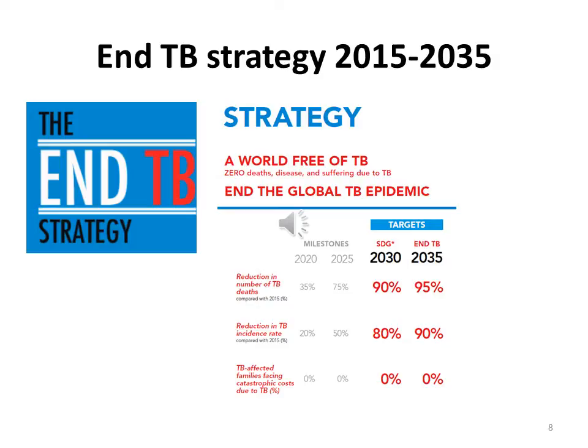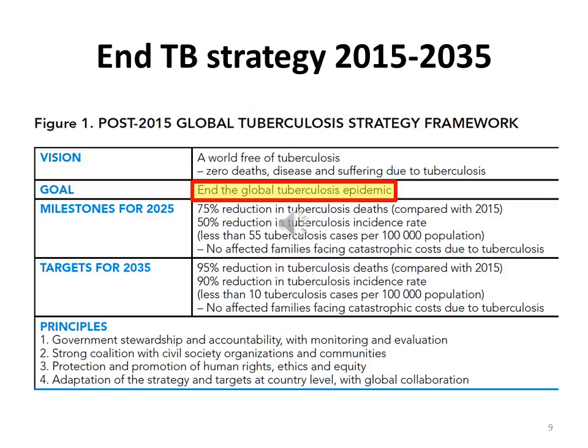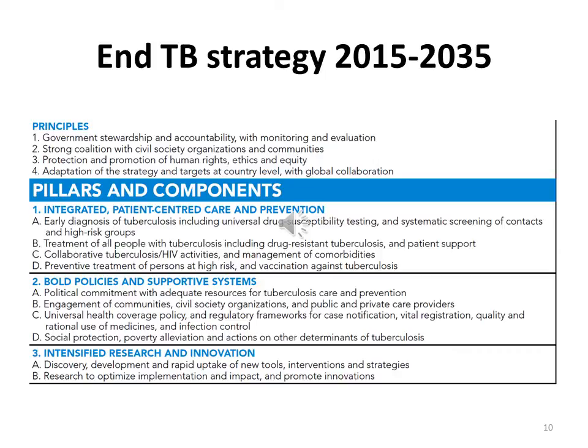Now, the Stop TB strategy has been updated and is now called the End TB strategy. It was launched in 2016 and the targets are for 2035. It still builds on the DOTS strategy of finding and treating the tuberculosis patients. The goal of the End TB strategy is to end the global tuberculosis epidemic. The components of the End TB strategy are not very different from the former strategies. The pillars are care of tuberculosis patients, policies and systems to support it, and research to improve it.